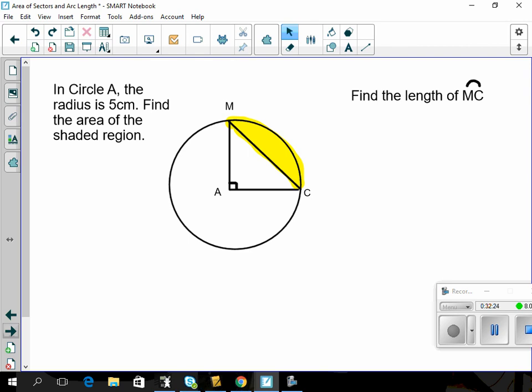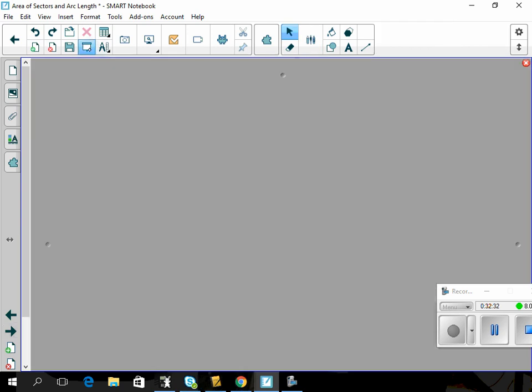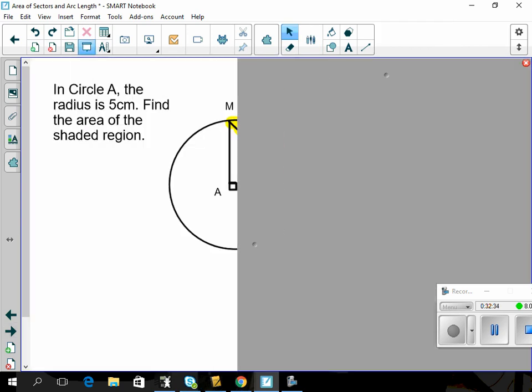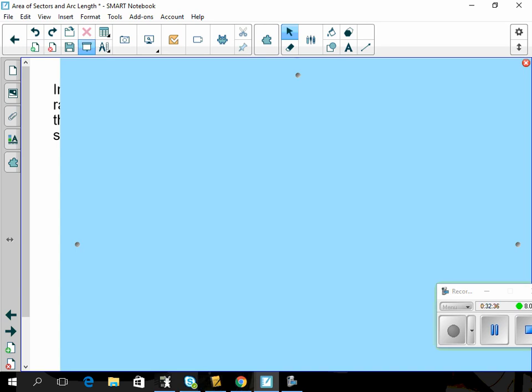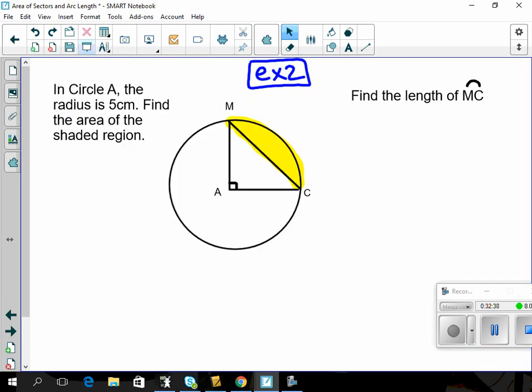Here's example 2. We're going to do one thing at a time. Actually, let's do arc length first. Let's do the length of MC. Let's do the right-hand side first. So draw your picture. This is an important question. It's been on a released SOL before.